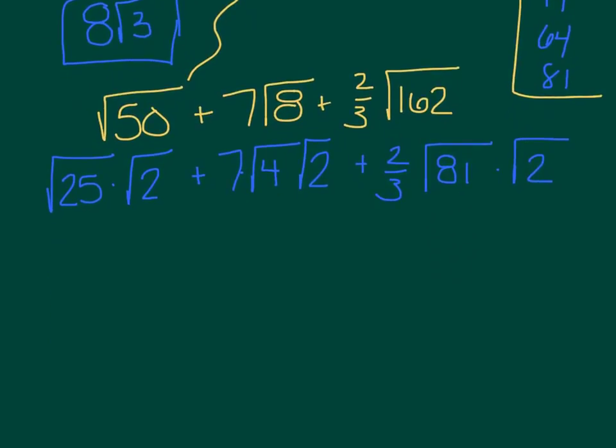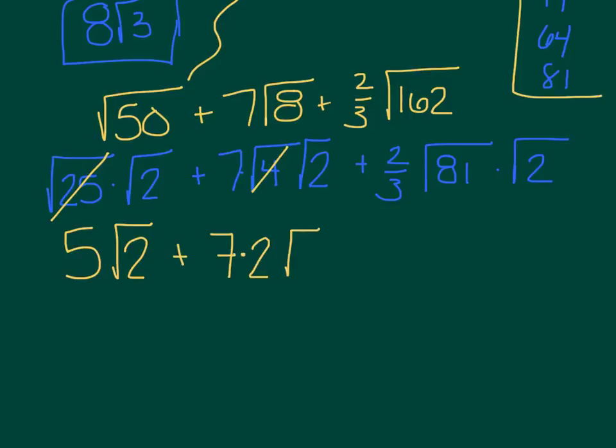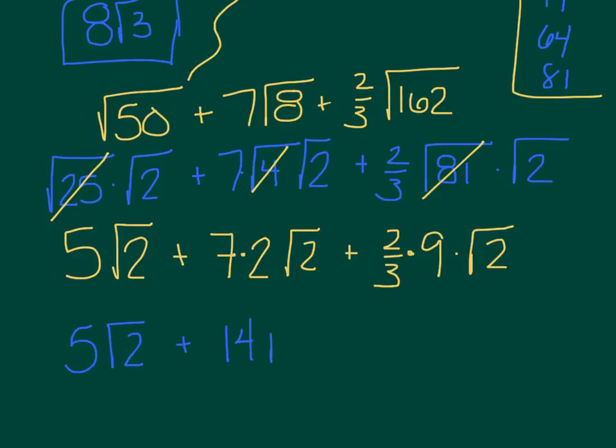Now again, just watch how neat we keep things here. I know the square root of 25 is 5 times my radical 2, plus I have a 7. Square root of 4 is 2, so times 2, radical 2. Then there's a plus sign, keep my 2/3. The square root of 81 is 9, times radical 2. So again, I'm just going to keep cleaning up. I've got 5 radical 2 plus 14 radical 2 plus 2/3 times 9. Picture this, I'm going to put that 9 over a 1. So on top I have 18. On the bottom I have 3. And 18 divided by 3 is 6 radical 2.